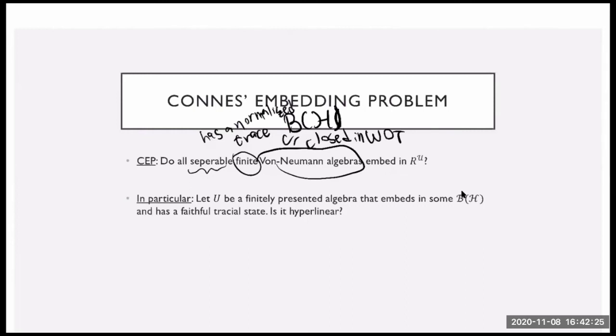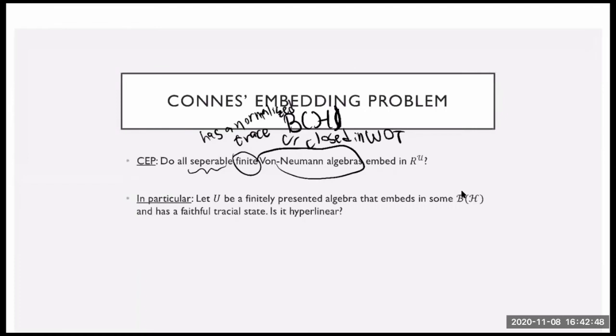Yeah. Can I ask a question that relates to what we did so far? We said that an algebra is hyperlinear if it embeds in R to the U. So is it true that it is hyperlinear if and only if it embeds in R0 to the U?